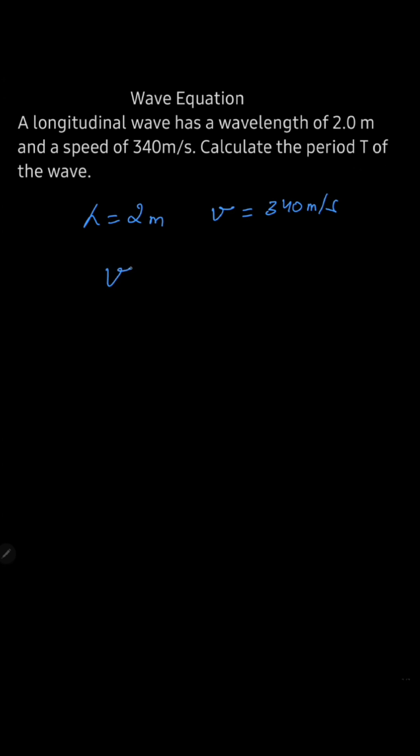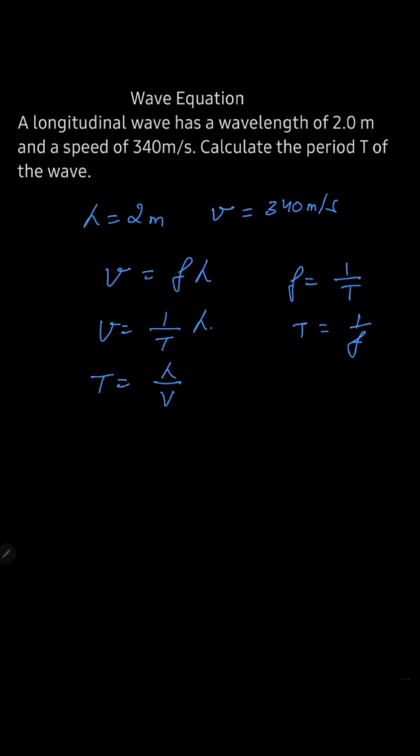So we know the wave equation V equals f lambda. And we also know that frequency is 1 upon time period, or you can write time period as 1 upon f. So replacing f by 1 upon T, velocity will be 1 upon T times lambda, the wavelength. Now if you cross multiply, T will go over here, and this will be lambda by velocity.